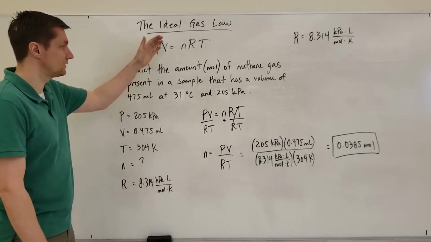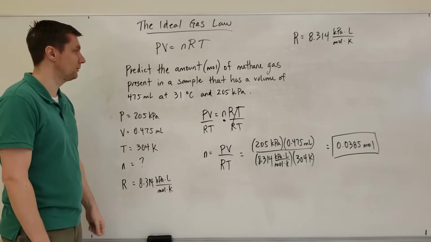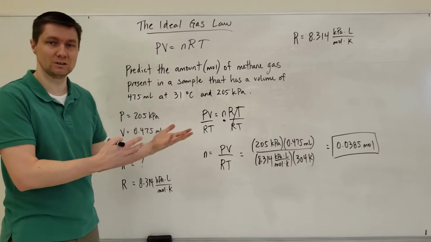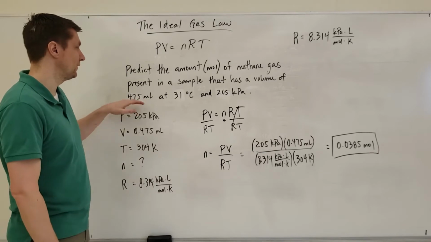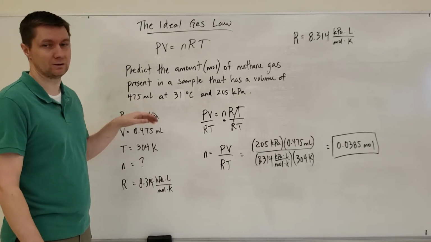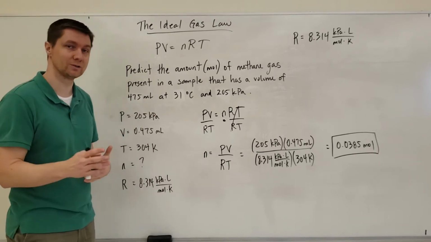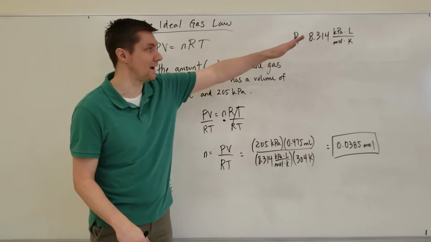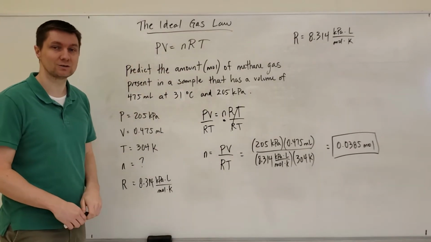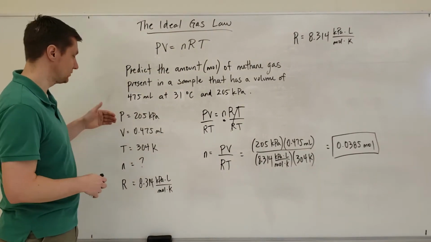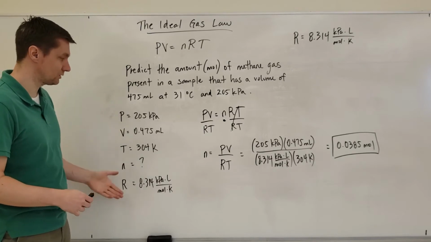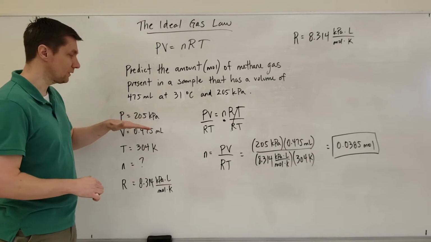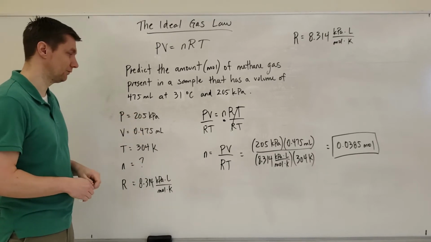So when you plug these numbers in, if you take a look at this problem, for example, it says to predict the amount of moles of methane that you've got given these conditions. The conditions are that you've got 475 milliliters. First off, that should ring alarm bells in your head, saying, hey, that's not in liters. This is the ideal gas law, I have to use units of liters for this number. What I like to do is write my numbers down as I need to plug them into the formula so that I can double check all of my units.